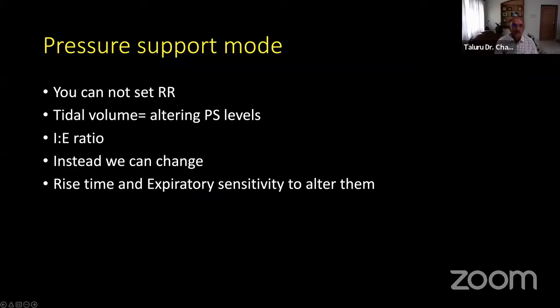Okay, good. Then you cannot set the respiratory rate. You cannot set the tidal volume. You cannot set the IE ratio. Because it's a pressure mode, tidal volume alteration has to be done with the pressure support. And the only way we can change the respiratory rate and IE ratio is by altering the rise time and expiratory trigger sensitivity. What are they?